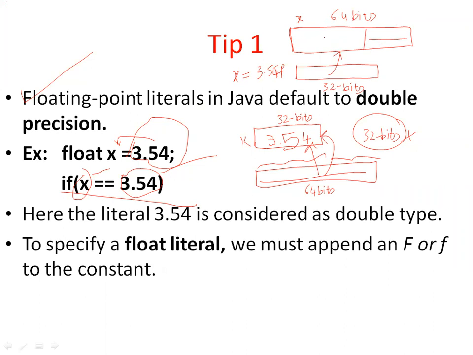In a big container, we can always insert a small container. In a big box, we can insert a small box. But in this case, 32 bits is a small box, 64 bits is a big box. So you are trying to insert a big box into a small box, which is not possible. So loss of data will occur in this case. That is the point to be noted.